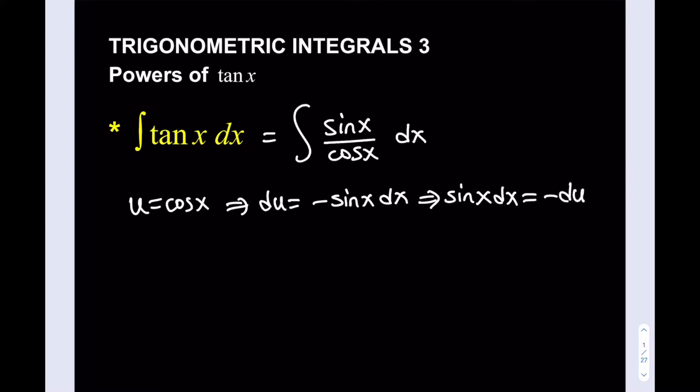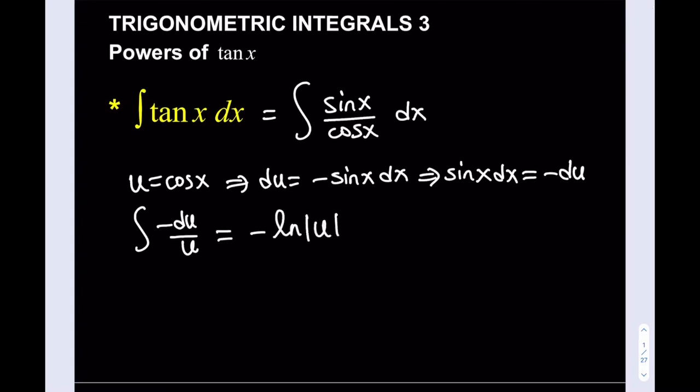Okay? So from here, since I have cosine x at the bottom, it makes sense to call that u in this case. If you call u equals sine x, then you're not going to get the du because cosine x will be in the denominator. That's why I picked cosine x. So I can just go ahead and substitute everything, and this is going to give me negative du over u. And that is going to equal negative ln absolute value of u plus c.